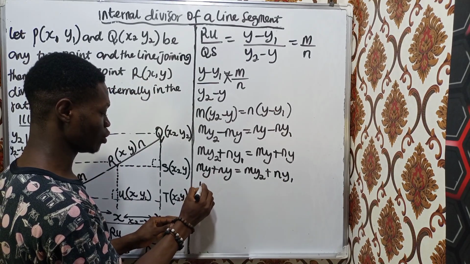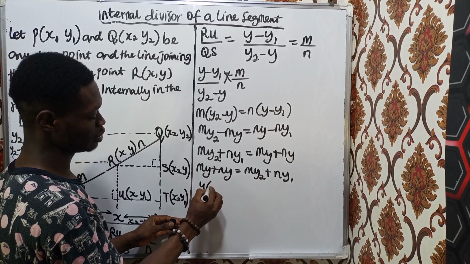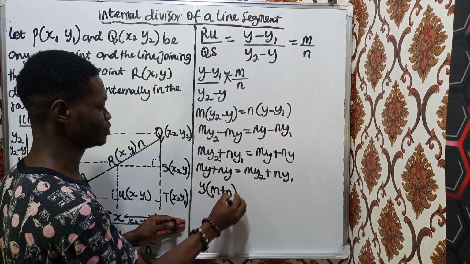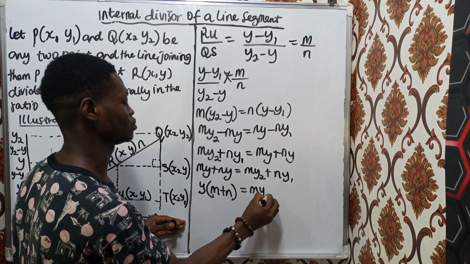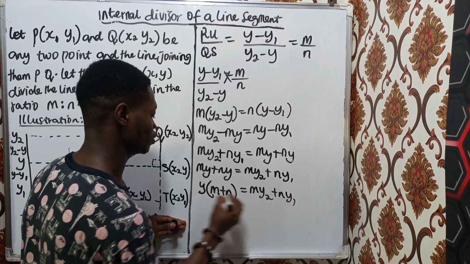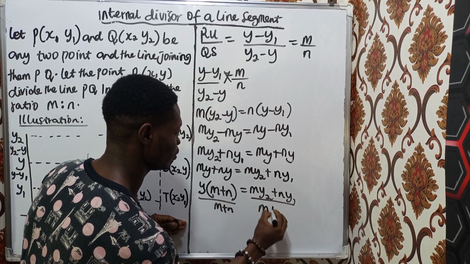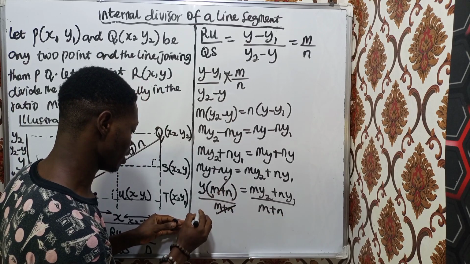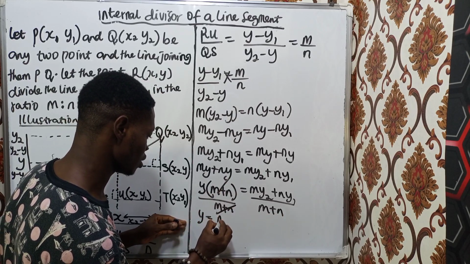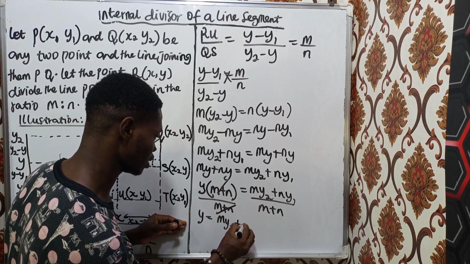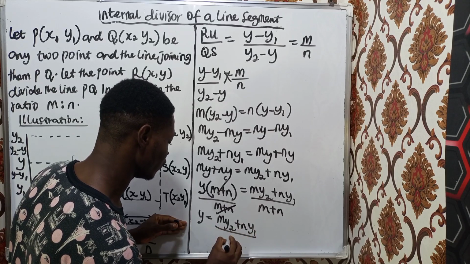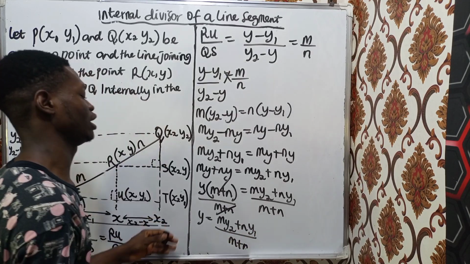What is common here? y. Remember, we are looking for y. So when we divide by m plus n, my y is equal to (my2 + ny1) all over (m + n).